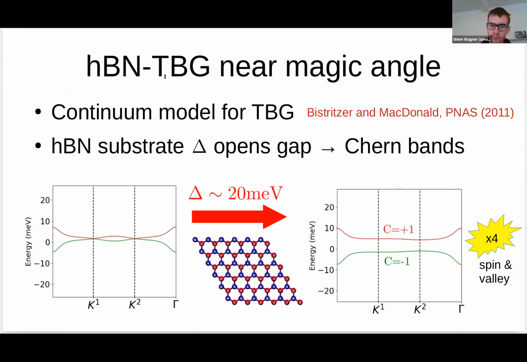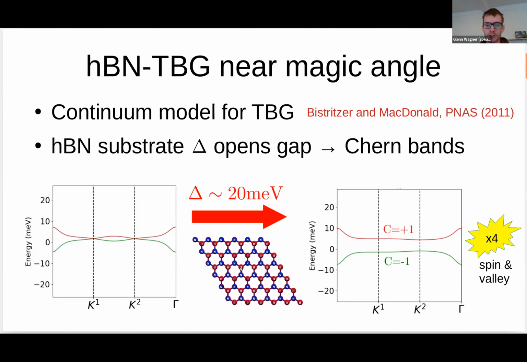So let me dive right in and say that we're thinking about hBN aligned twisted bilayer graphene close to the magic angle. Of course, this is famously described by the continuum model developed by Bistritzer and MacDonald, which gives you these two flat bands. And now when you align the graphene with hBN, this opens up a gap in the band structure. hBN has the same hexagonal structure as graphene, but with two inequivalent atoms on the two inequivalent lattice sites.